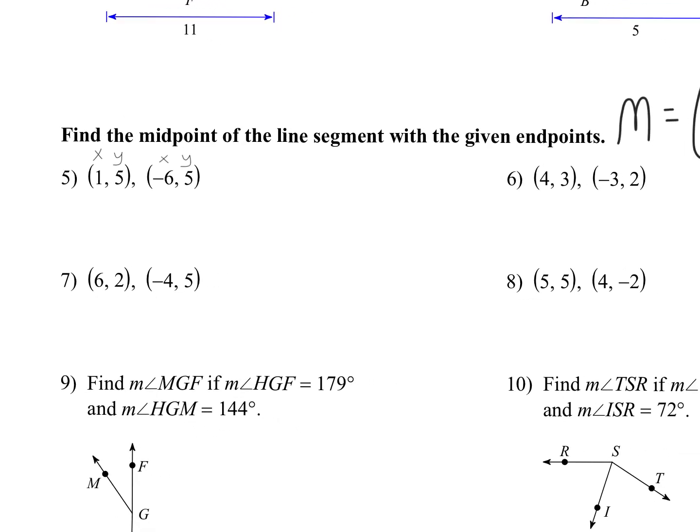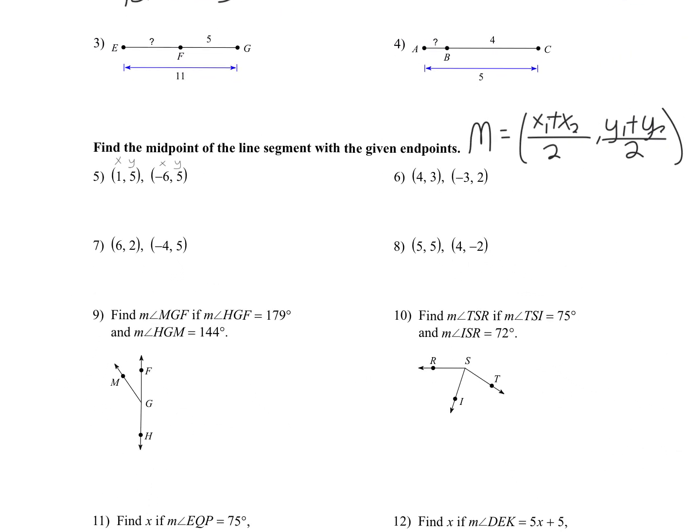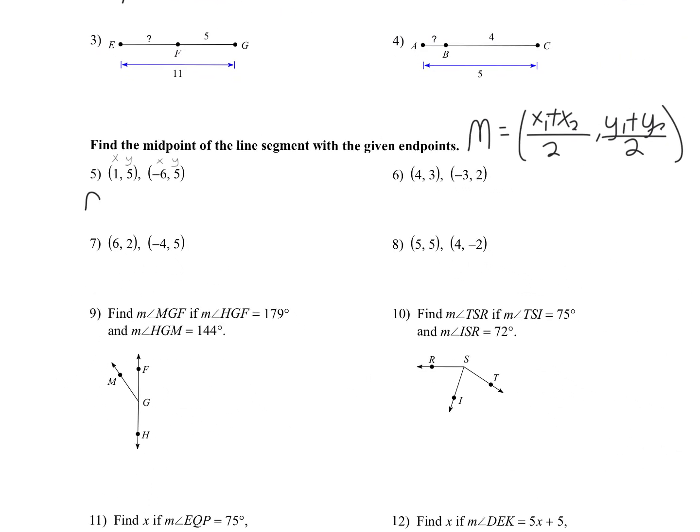Okay? So now it says we need to add our x's together. What are my x's? 1 and negative 6. So 1 plus a negative 6. And then we divide by 2. And then what are my y's? 5 and 5. 5 plus 5. What do we do with them? Divide by 2. Now you just have to evaluate those.